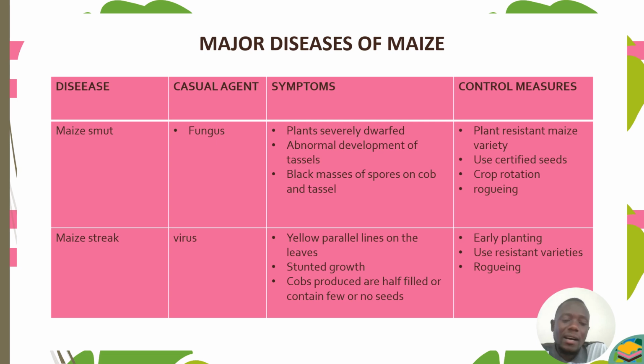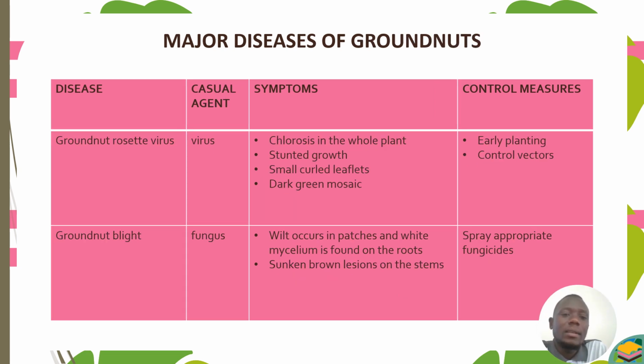I've got another disease, which is maize streak. It is caused by a virus. These are some of the symptoms: yellow pale lines on the leaves, and stunted growth, where crops produced are half-filled or contain few or no seeds at all. Then how can you control it? We've got early planting, then use resistant varieties, and also weeding.